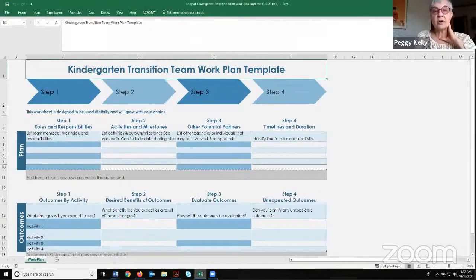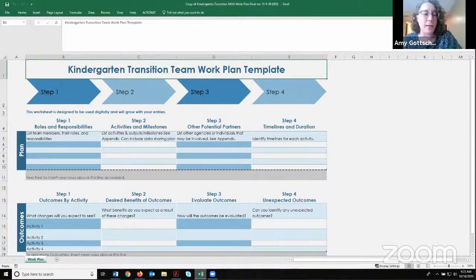Any other questions before we turn it over to Amy? Okay. Okay, again, this is Amy Gottshammer. For me, I need things that are a little more visual sometimes to help implement. As soon as we started talking about the MOU, I thought I need to be able to lay this out, and so I thought of using a template like this.